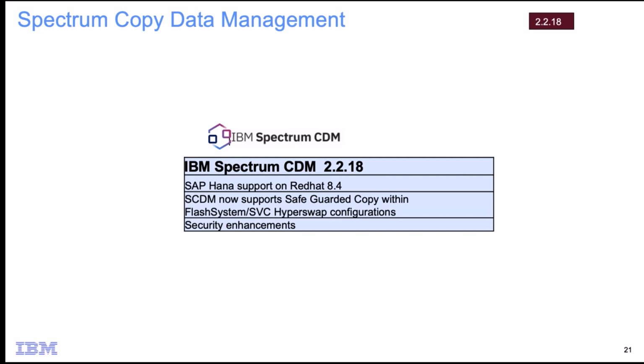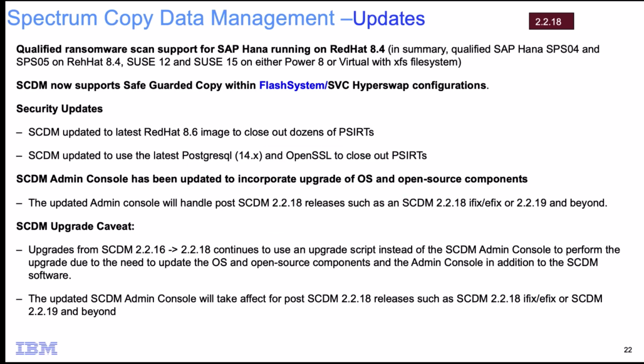Okay, so moving on to some of the changes for Spectrum Copy Data Management version 2.2.18. Basically, we've enhanced the ransomware scan support for SAP HANA so that it now runs on Red Hat version 8.4. Spectrum Copy Data Management also now supports safeguarded copy with FlashSystems if you're running in a HyperSwap configuration. And again, I would ask that you look to the All Requirements document for the details.